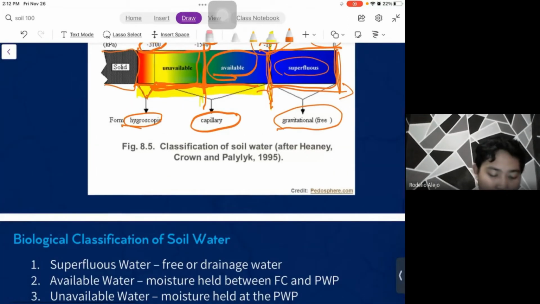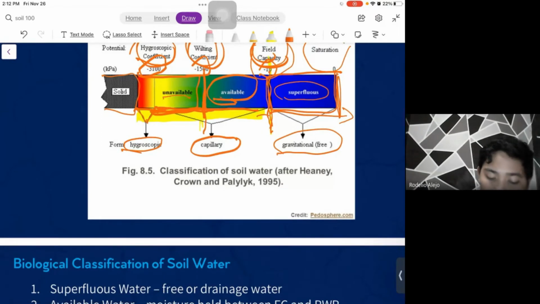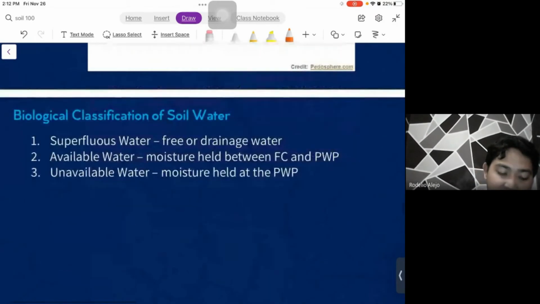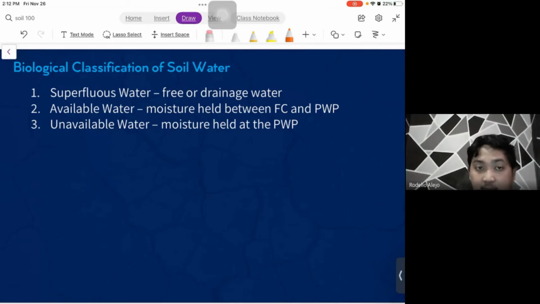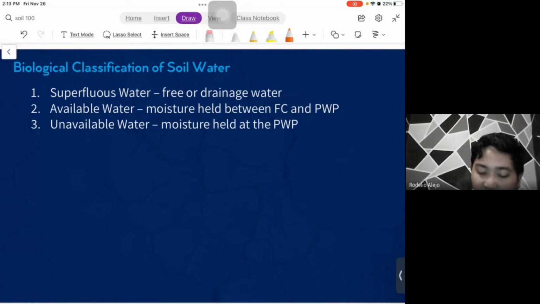So, itong unavailable, available and superfluous water natin, ang tawag natin sa kanila is biological classification of soil water kasi nakadepende sa halaman. Okay? So, pakitandaan niyo, superfluous water is free or the drainage water. Then, available water is the moisture held between the field capacity and the permanent wilting point. So, FC means field capacity and PWP means permanent wilting point. Then third one is the unavailable water, which is moisture held at permanent wilting point.